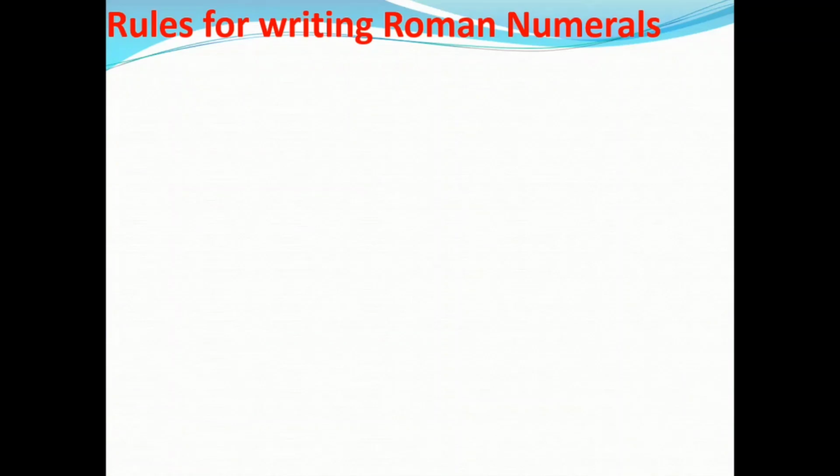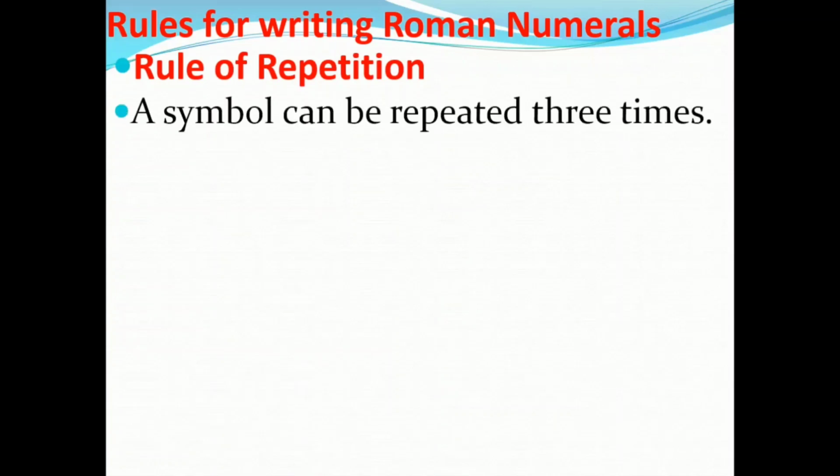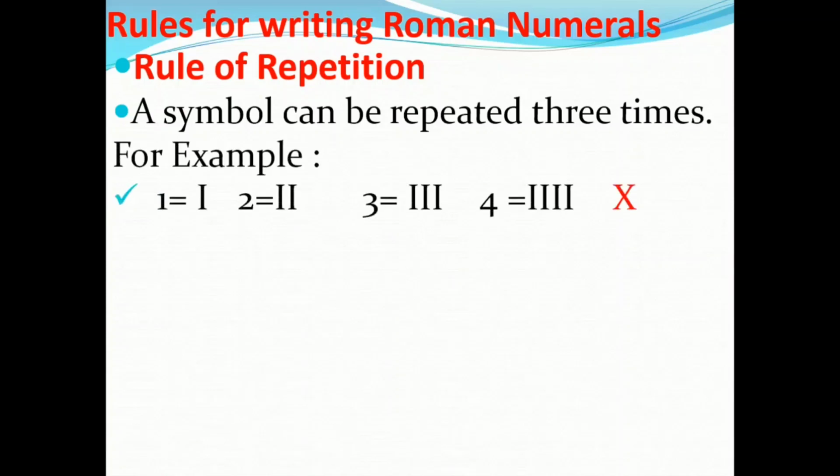There are some rules for writing Roman numerals. We will see the rules one by one. Rule of repetition. The first rule is the rule of repetition. A symbol can be repeated only 3 times. We cannot repeat any symbol more than 3 times. Let's see with the help of an example. For example, 1 is equal to I, 2 is equal to II, 3 is equal to III. We cannot represent 4 as IIII. This is wrong. So we cannot repeat any symbol more than 3 times.